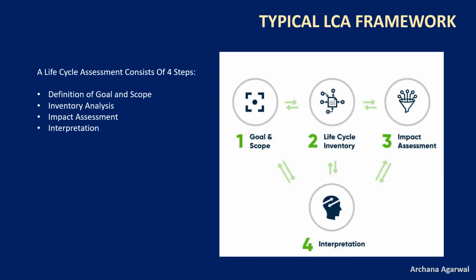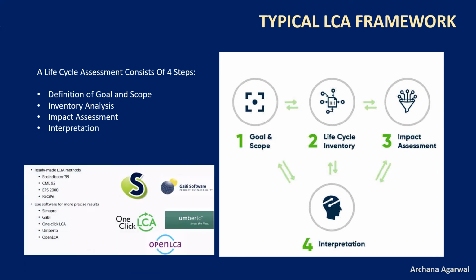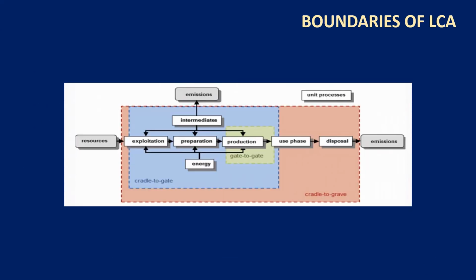And the last step is the interpretation or the conclusion of all the results. There are softwares and tools available for life cycle assessment. The boundary variants of LCA are cradle to grave, cradle to gate, cradle to cradle, gate to gate, and well to wheel. The first phase, being resource extraction, is called cradle, and the last phase, being disposal, is called the grave.